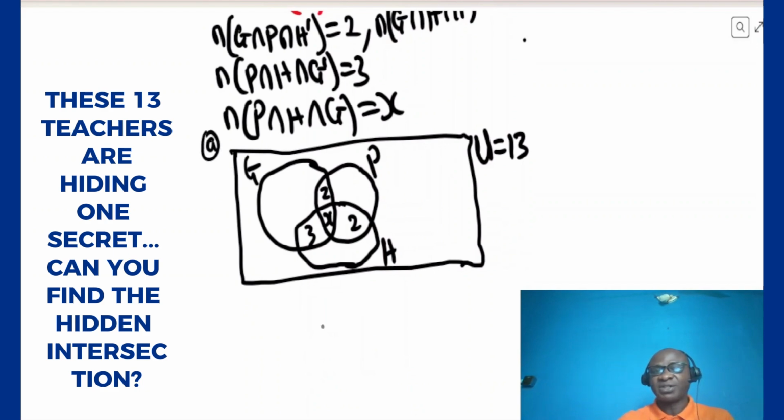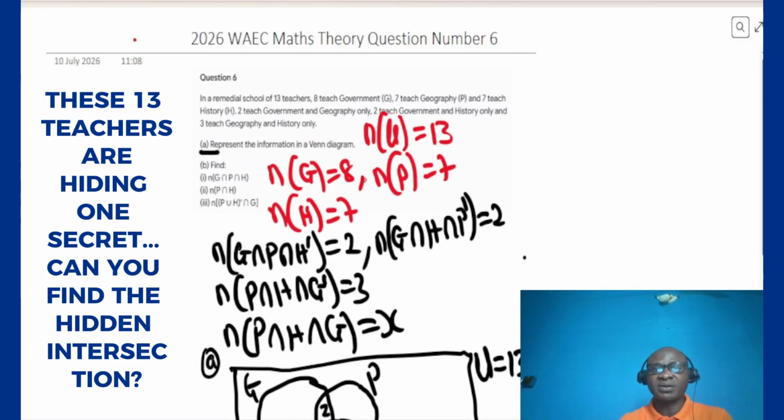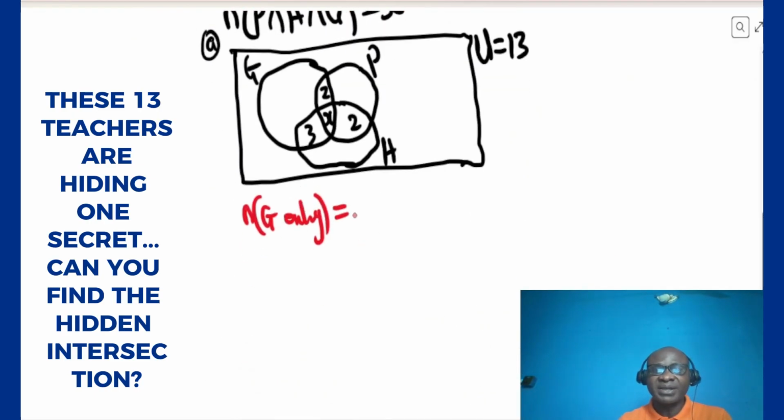To represent the information, for those who teach only government, how do we get them? Look at what we are going to do. The number of teachers who teach government only is going to be the total number of people that teach government, given to us as 8 from the question. Those who teach government are 8. And because they are 8, what I will write is 8 minus those who teach government and geography, plus government and history, plus the 3 subjects, which is X. All right, we do this. 2 plus 3 is 5.